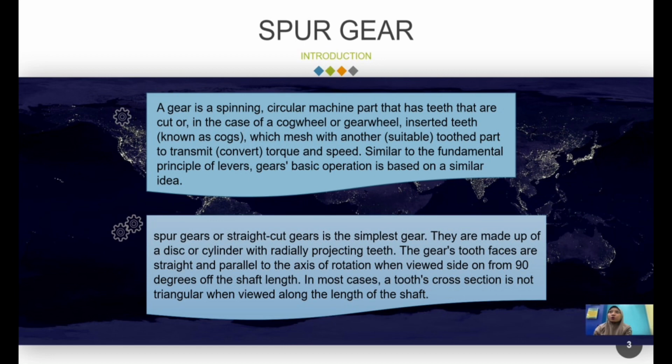They are made up of a disc or cylinder with radially projecting teeth. The tooth faces are straight and parallel to the axis of rotation when viewed from the side, along the shaft length. In most cases, a tooth cross section is not triangular when viewed along the length of the shaft.